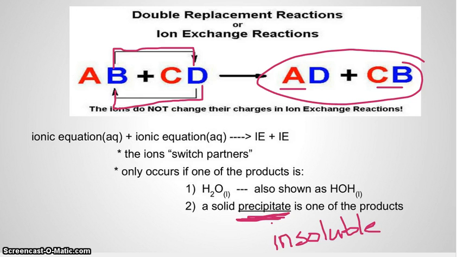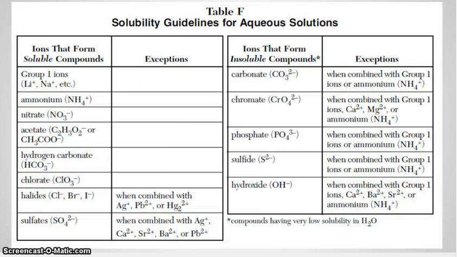Well, that's where you need your reference table. So open your reference table up to Table F. This is not the easiest table to follow, but it is the one we have to use from our reference tables. What it's divided into is two sides. You have ions that are considered soluble.